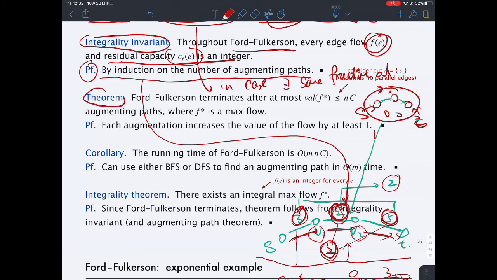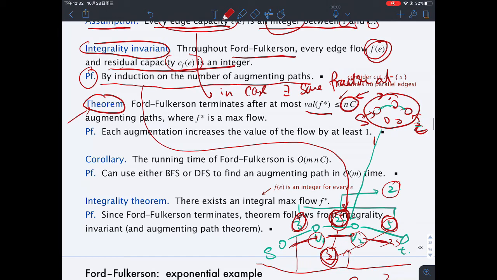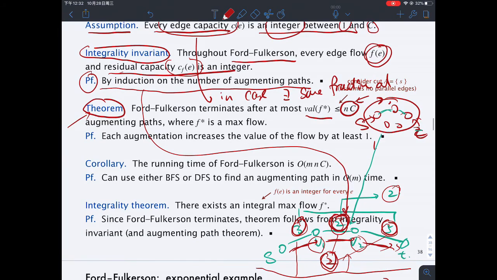So now the next thing is also pretty straightforward. It's a theorem, and the theorem says that the Ford-Fulkerson algorithm terminates after at most n times C rounds. When I say a round, basically each round we find one augmenting path. Why is this true?